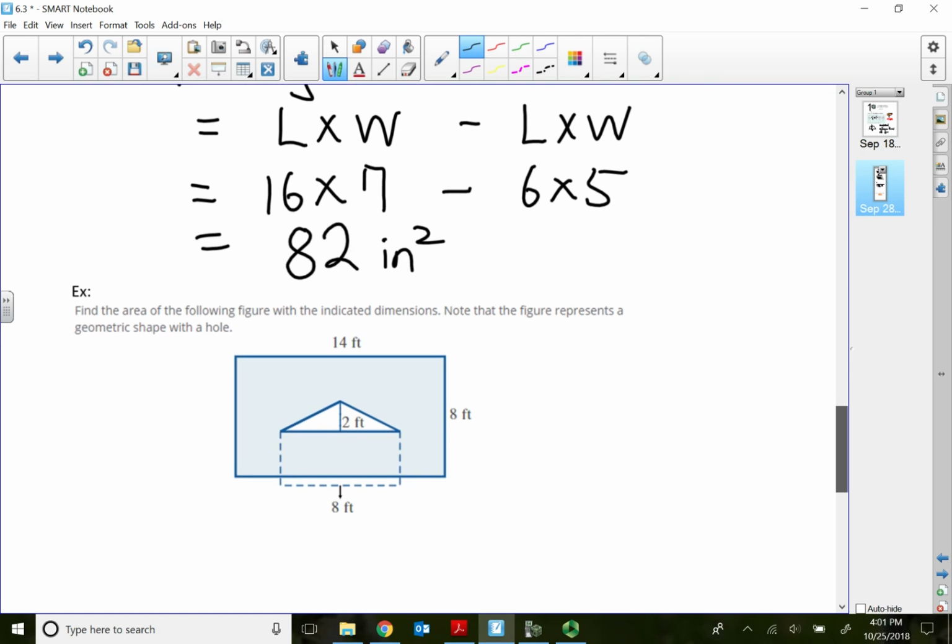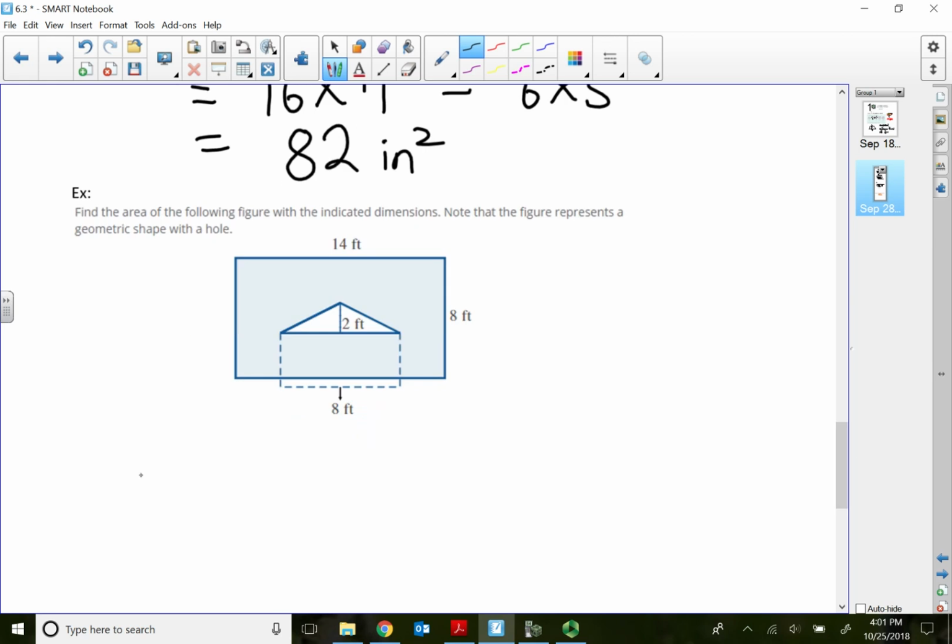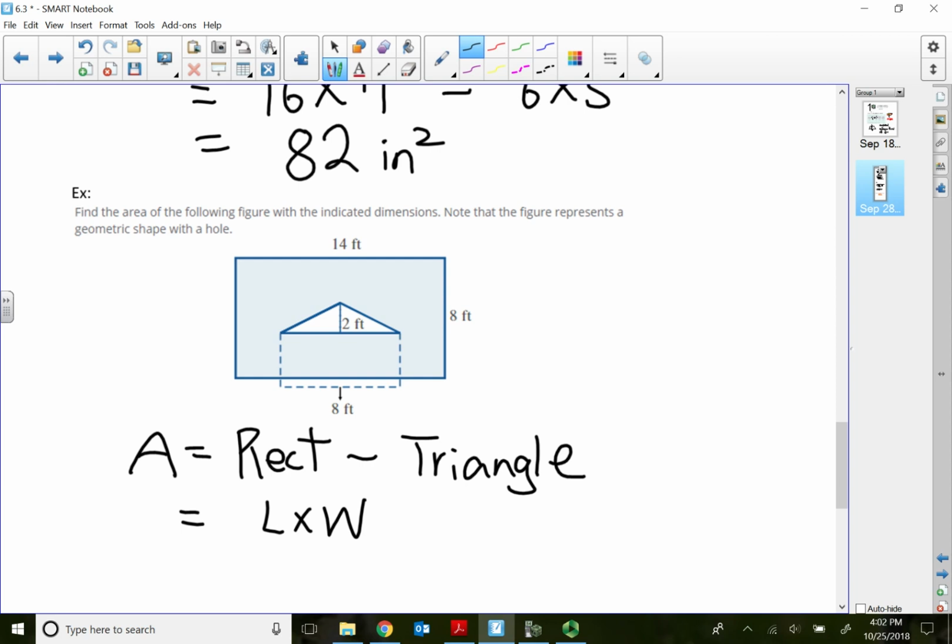Let's try another one. This one, the hole right here is a triangle. So I have a big old rectangle with a triangle hole. This 8 feet is indicating the base of that triangle, so the 2 feet has to be the height. For the area of this composite figure, take the rectangle, which is the bigger area because the hole is inside the rectangle, so we subtract the triangle. The rectangle is length times width, but this time we subtract off that hole, half times base times height.